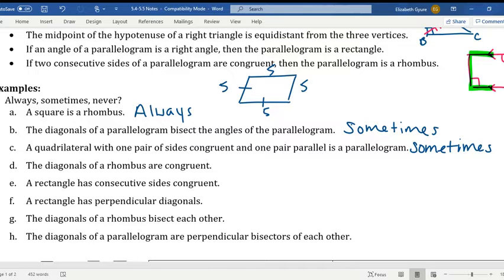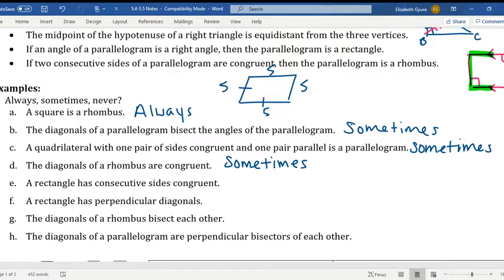Think, are there any times where rectangles and rhombuses are interchangeable? It's a square. So do you think this would be sometimes or never? This one is going to be sometimes. The reason it is sometimes is because what if this rhombus is actually a square? Isn't a square technically a type of rhombus? Yeah. So that's where that comes in.